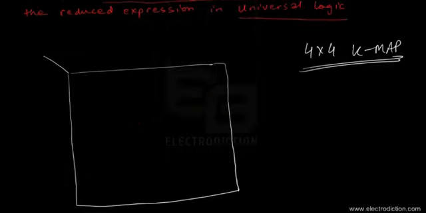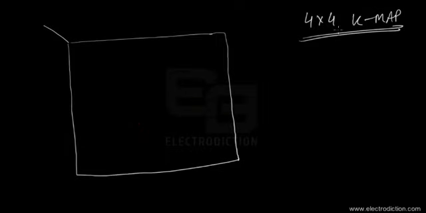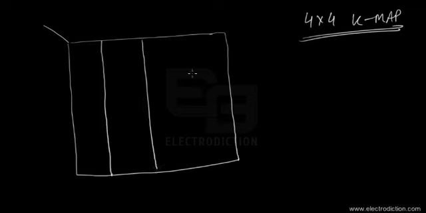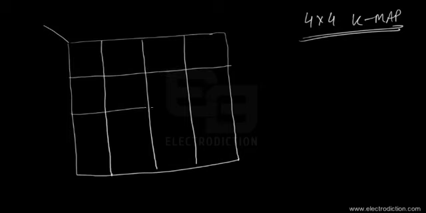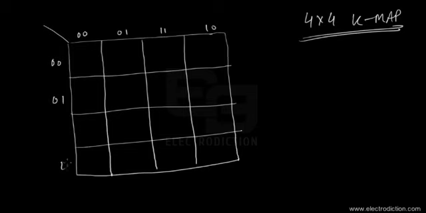Let's make it up. It's going to have 4 columns and 4 rows. Let me draw the columns first: 1, 2, and there you go, 4 columns, and then we need 4 rows also: 1 row here, 2, and there you go, 4 rows and 4 columns. Now let's number it up. We have 00, 01, 11, 10, and the same thing follows for the rows.